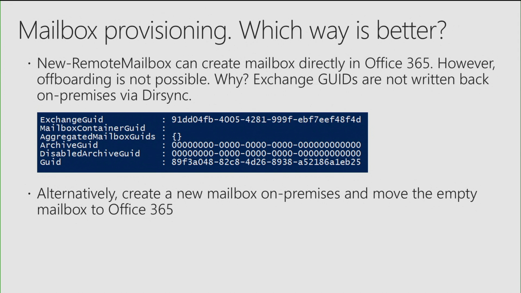And because we use the on-premises directory as the source of truth, we don't actually write those identifiers back to the on-premises directory. Well, we need those identifiers to be present on premises if we're ever going to move that mailbox back to on-premises. So, in general, the best way to do this is actually to create a new mailbox on premises, just an empty mailbox, and then migrate the empty mailbox to Office 365 if that's where you want it to be. So it's kind of a workaround or a hack, but it's something that can be helpful if you do want the ability to offboard those mailboxes or move them back on premises on demand.